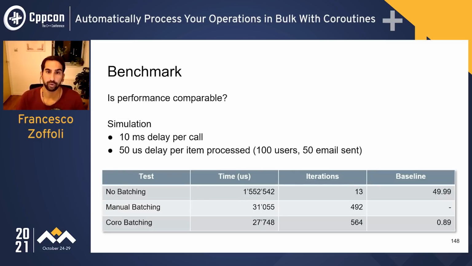But how is the performance? So I ran the same simulation as I described earlier with 10 milliseconds per call and 50 milliseconds delay per item, with 100 users. And we can see the Coro batch is actually faster than manual batching. This is very surprising, and it's not expected at all. The reason this is happening is because the manual batching is not calling reserve on the vector to allocate the memory ahead. If you do that, Coro batching and manual batching have the same performance. And similar performance is also obtained using the ranges implementation. All of these are going to be in the code that is linked at the end.